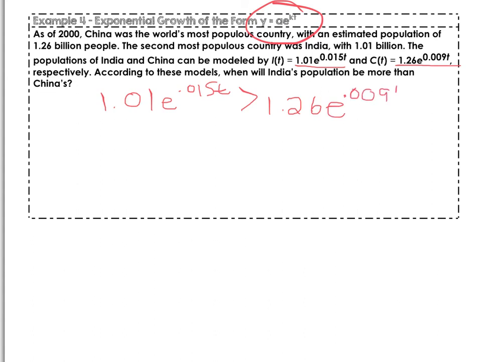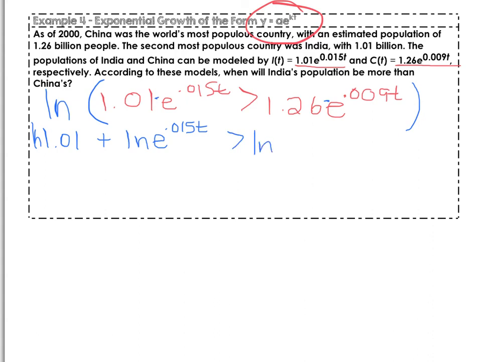Okay? Alright, so the approach that your textbook takes is taking the natural log, actually, of both of these quantities here. And notice that between our a value and e, we actually have multiplication. So you can actually break this into the natural log of 1.01 plus the natural log of e to the 0.015t greater than, again, because there was multiplication, the natural log of 1.26 plus the natural log of e to the 0.009t, okay? These are just going to be constants, okay? So nothing too alarming. Let's leave them the way we are now.